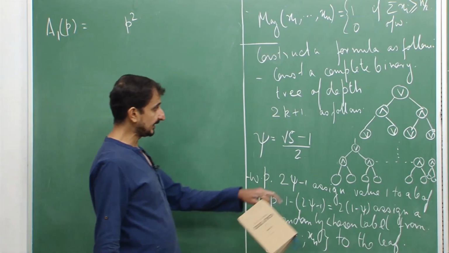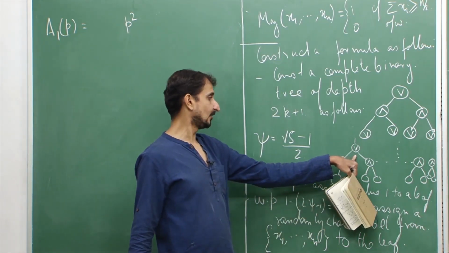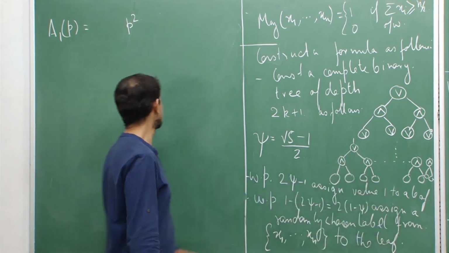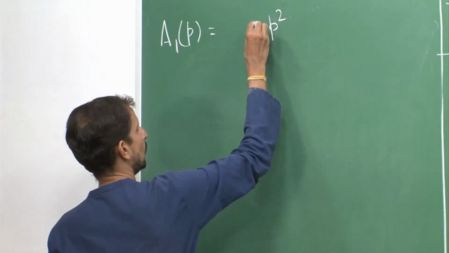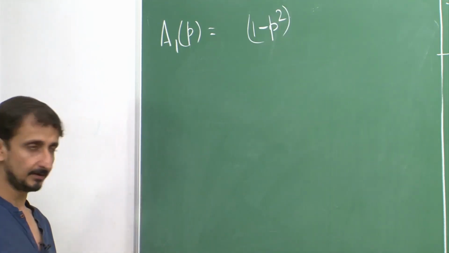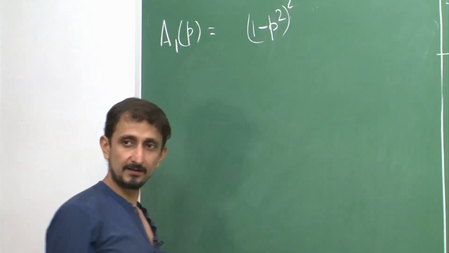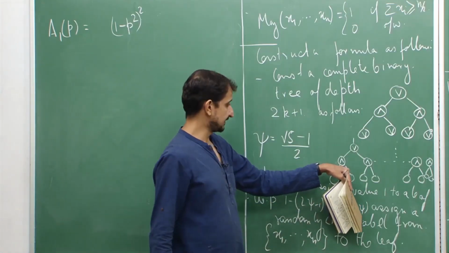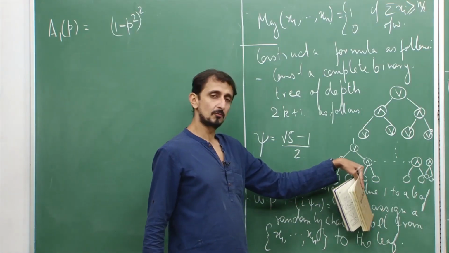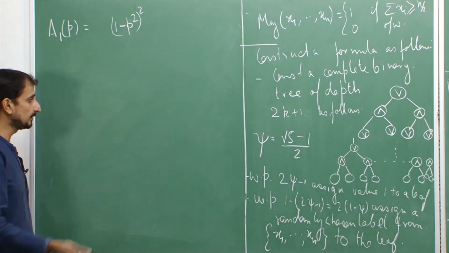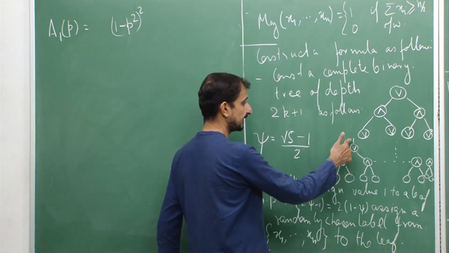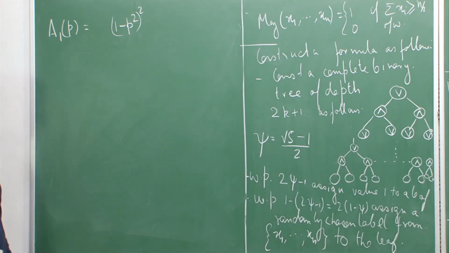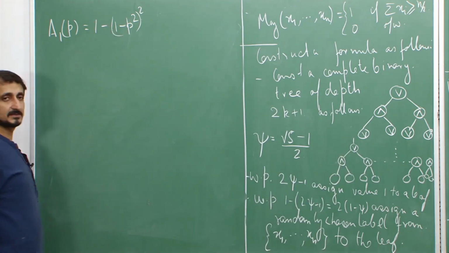So, the probability that an OR gate outputs a 0: when does an OR gate output a 0? It will output a 0 if both these guys output a 0. The probability of that happening is (1 minus p square) whole square, because the probability that one AND gate outputs a 0 is 1 minus p square, and the probability of both of them outputting a 0 is (1 minus p square) whole square. And so, the probability that an OR gate outputs a 0 is equal to this. So, the probability that the OR gate outputs a 1 is 1 minus this quantity.